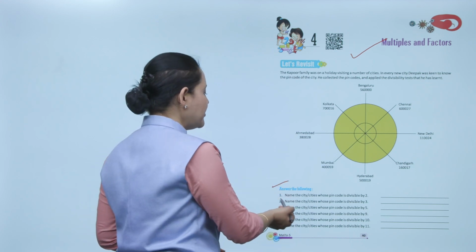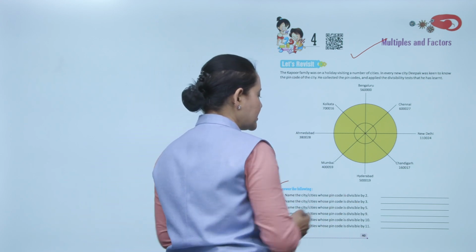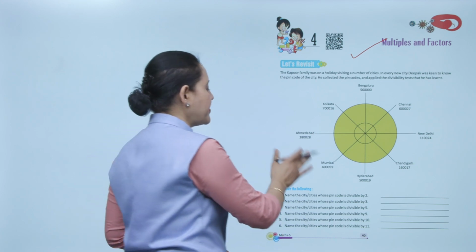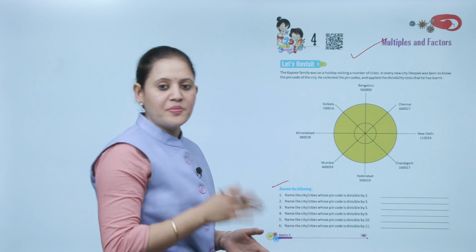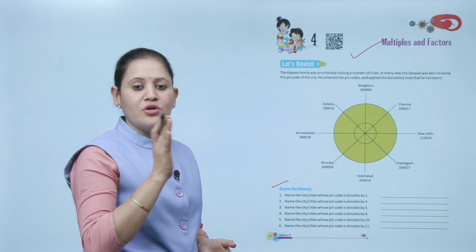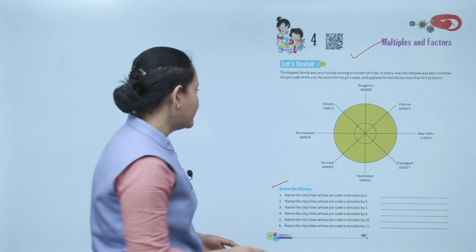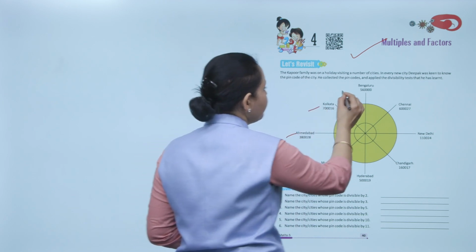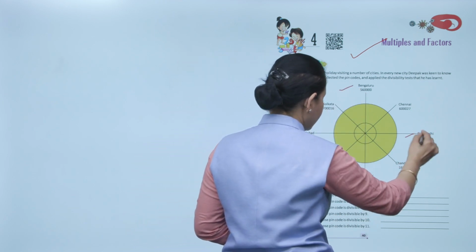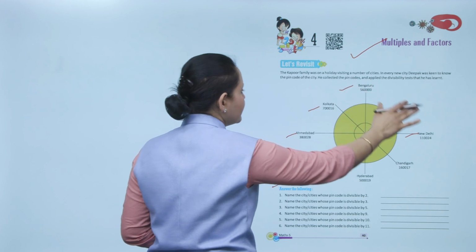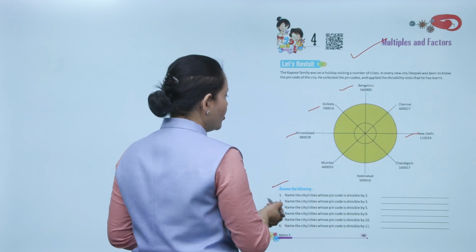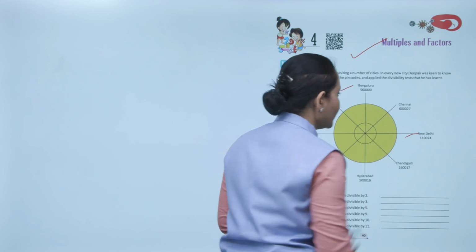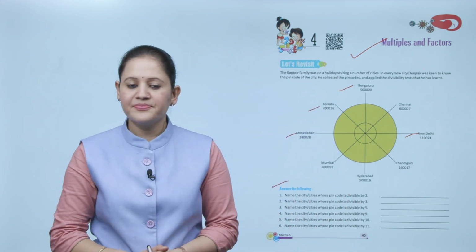First, name the city or cities whose pin code is divisible by 2. For a number to be divisible by 2, the unit place should be 0, 2, 4, 6 or 8. All these numbers are divisible by 2. So the cities are Ahmedabad, Kolkata, Bengaluru and New Delhi. Clear?